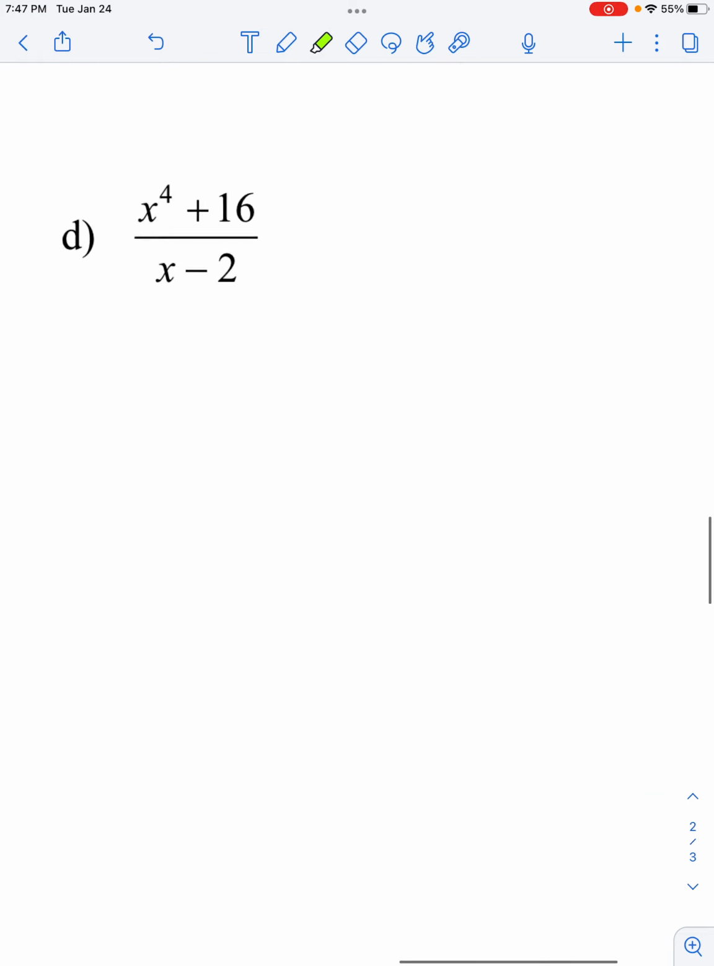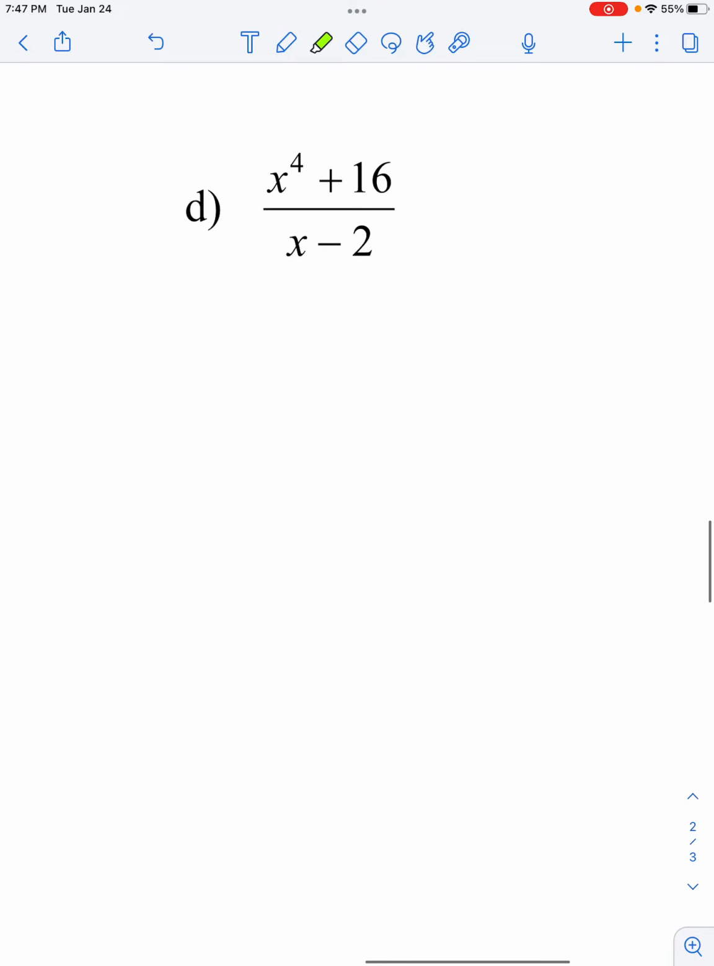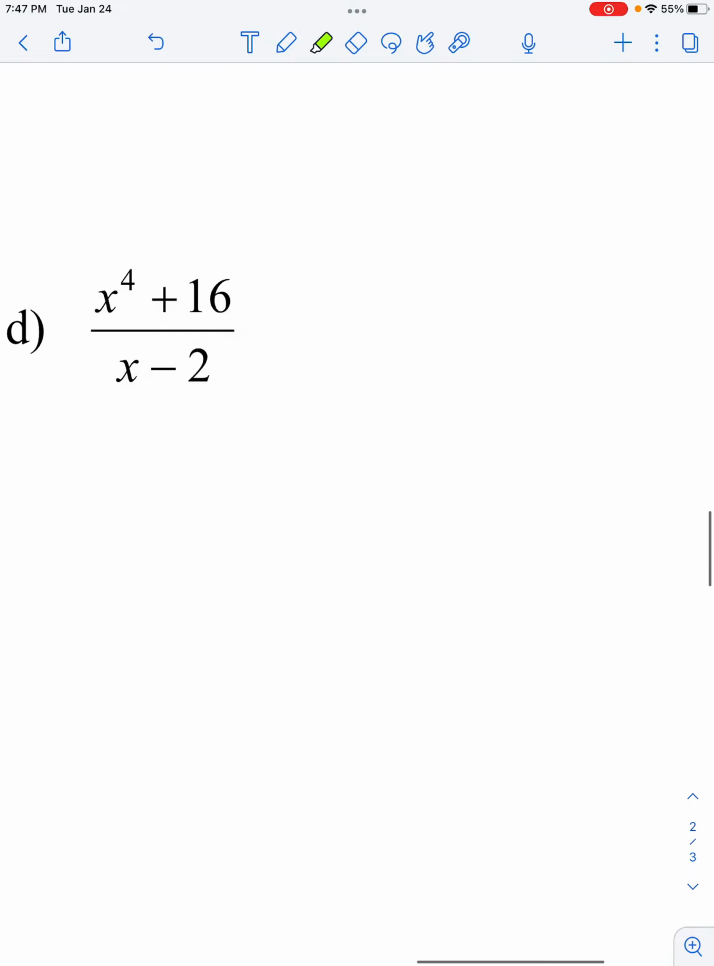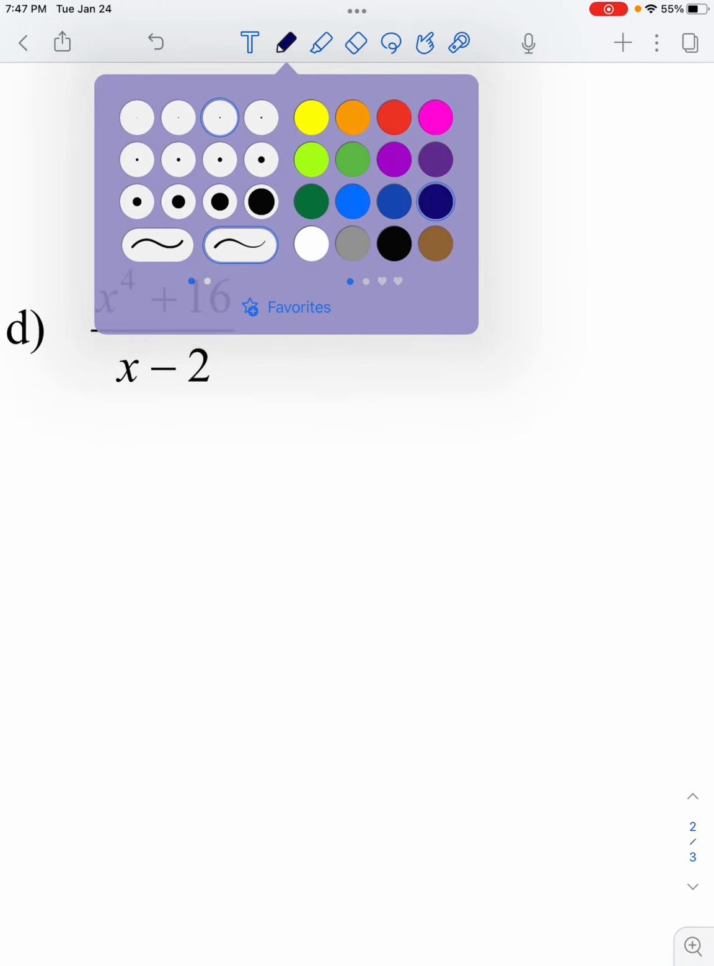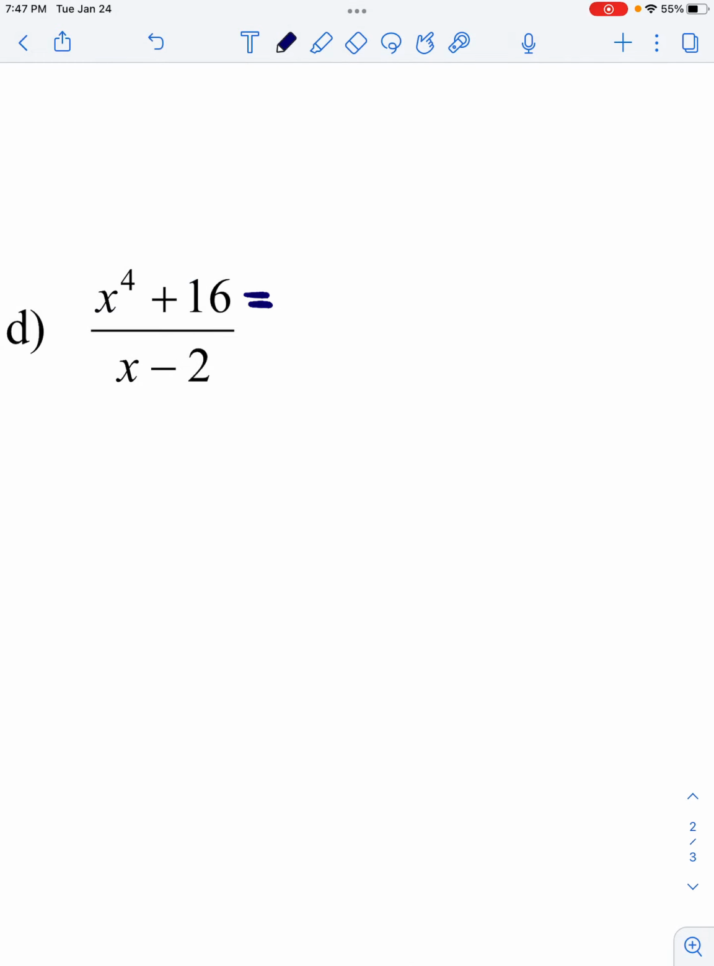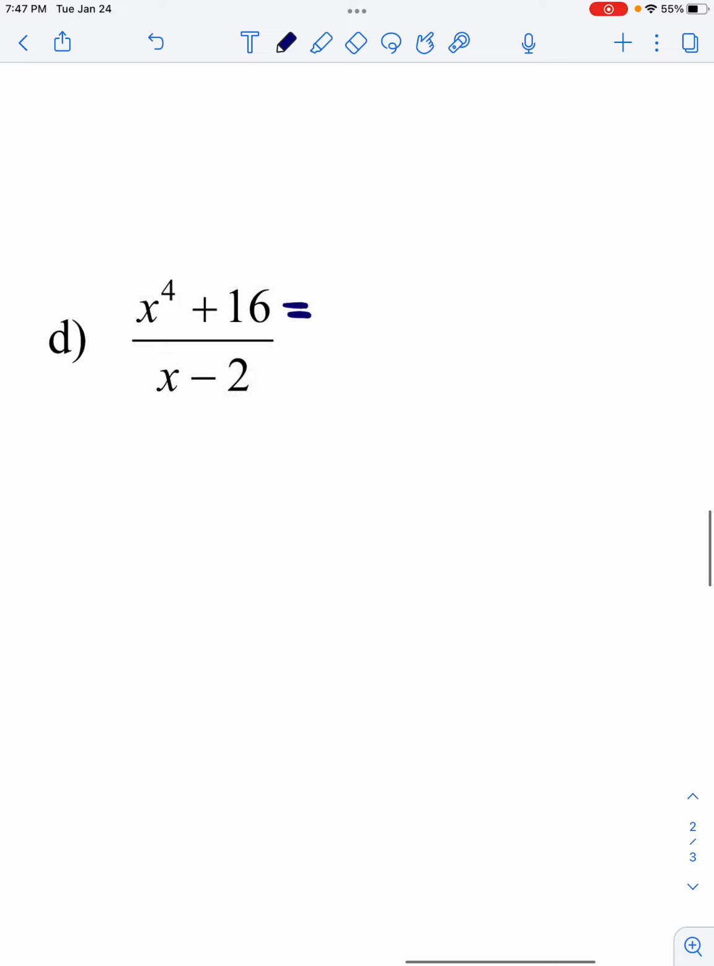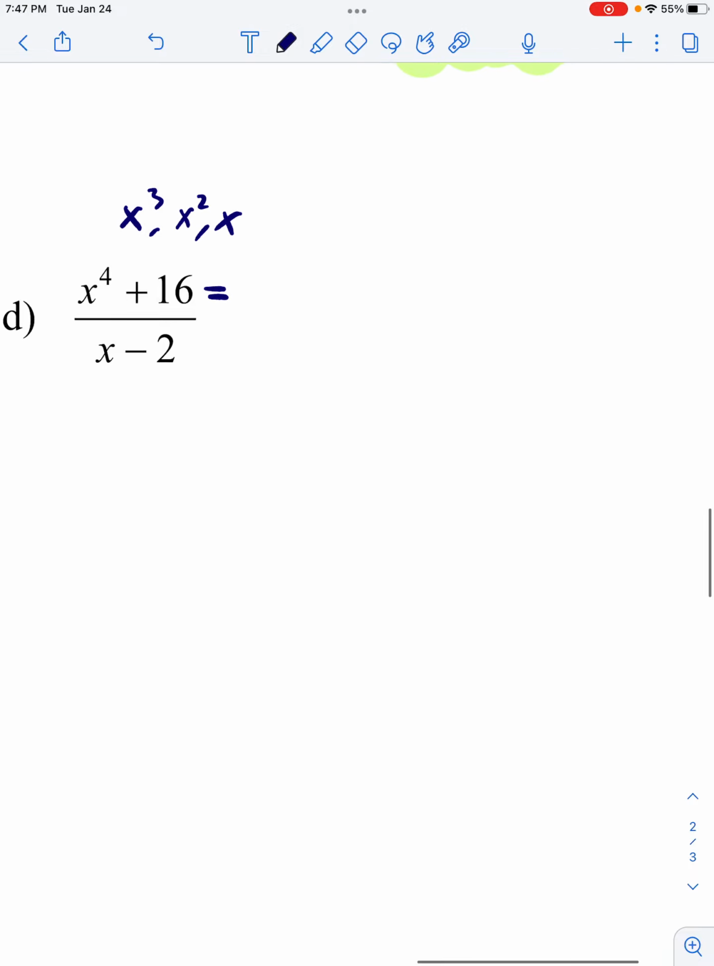All right, part D. Notice there's a lot of missing terms, right? There's an x to the 4th, and there's a constant term. We're missing the x cubed, x squared, and x terms, right? So we've got to put in zeros for all those.